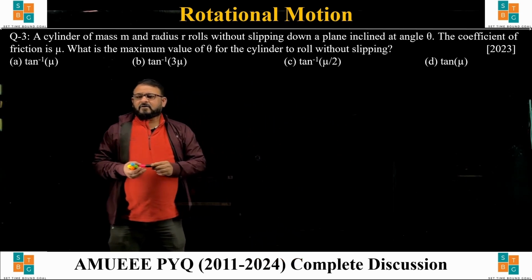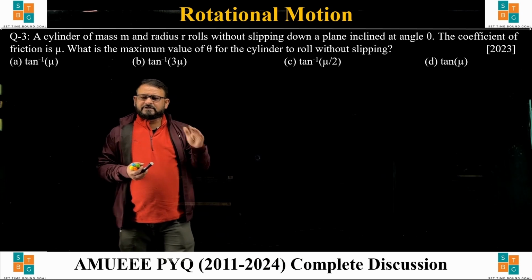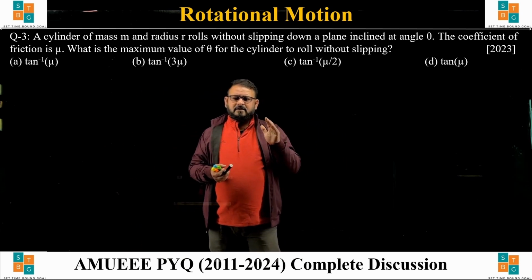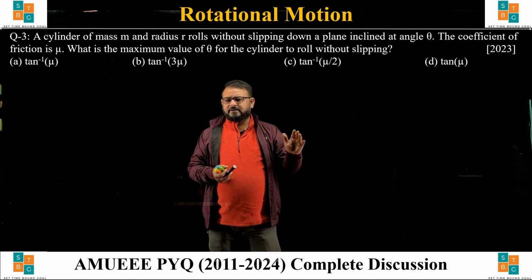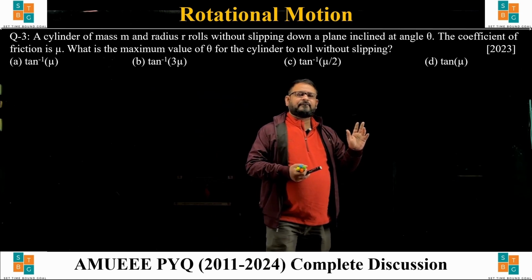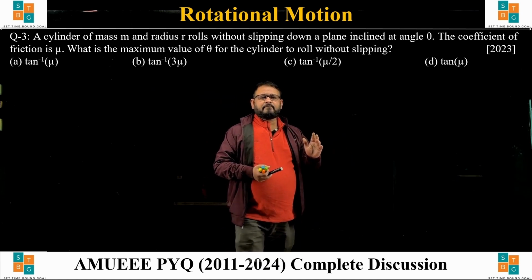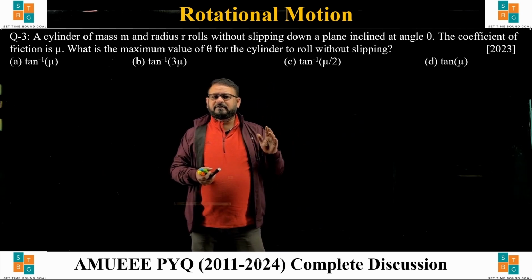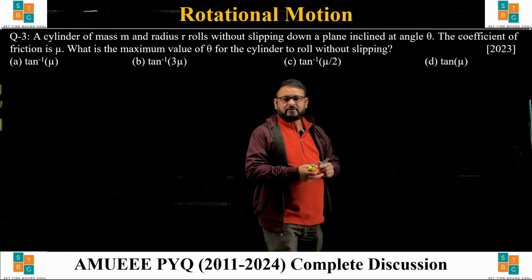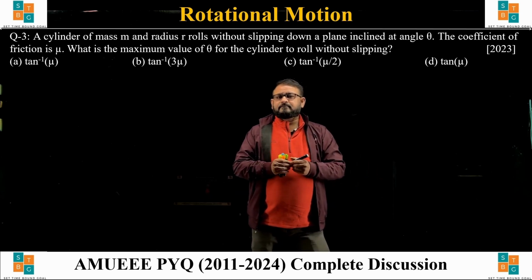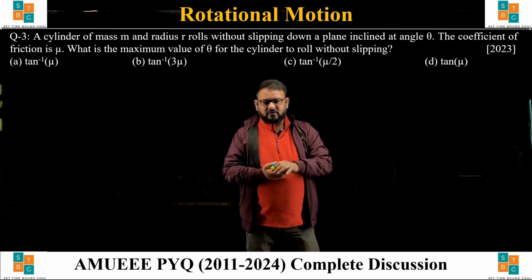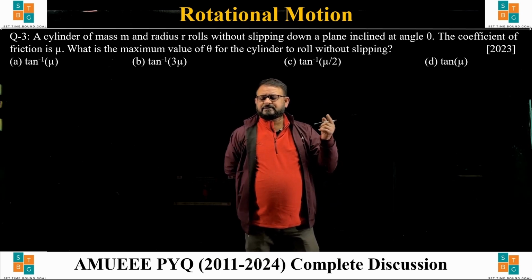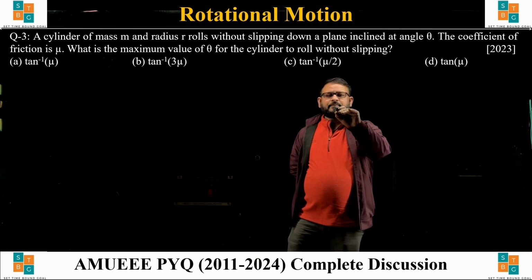A cylinder of mass m rolls down without slipping a plane that is inclined at theta angle. The coefficient of friction is mu. What is the maximum value of theta for the cylinder to roll without slipping? Now this is a very interesting question, very beautiful question, and this is in all books, NCERT, Verma, and everywhere. And this is a basic question. So how to approach this?